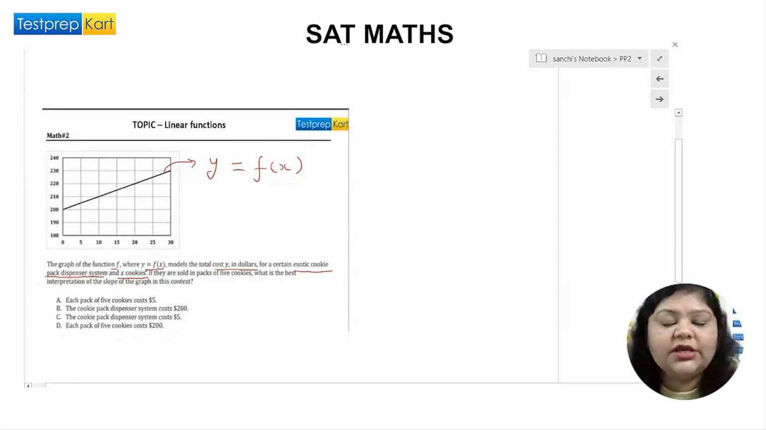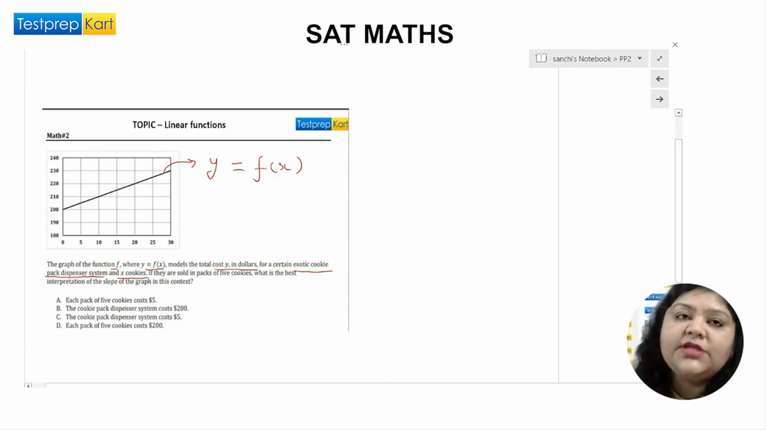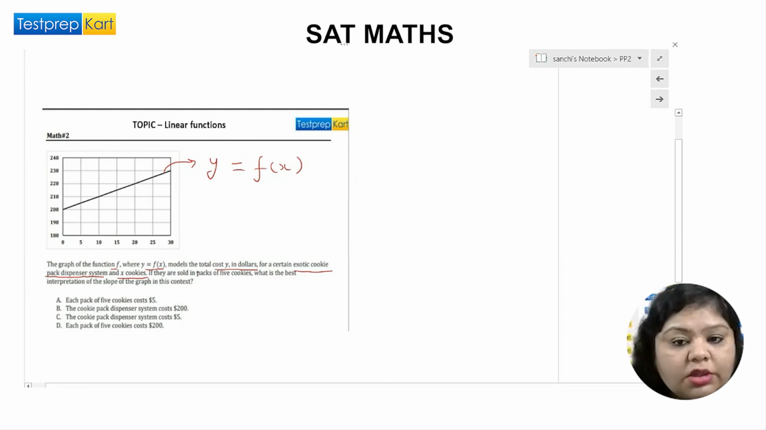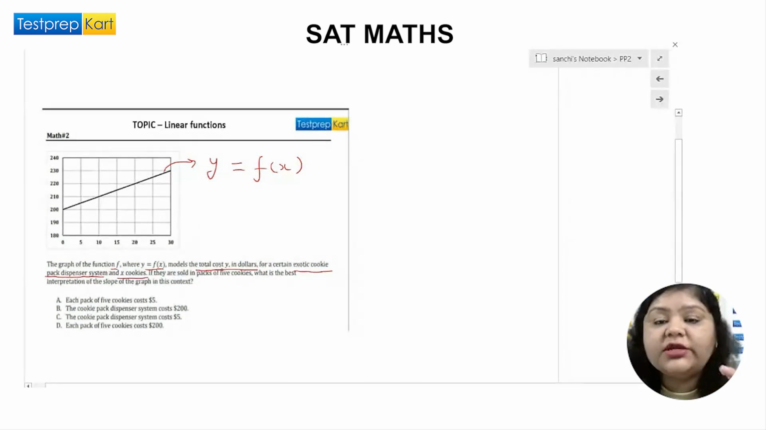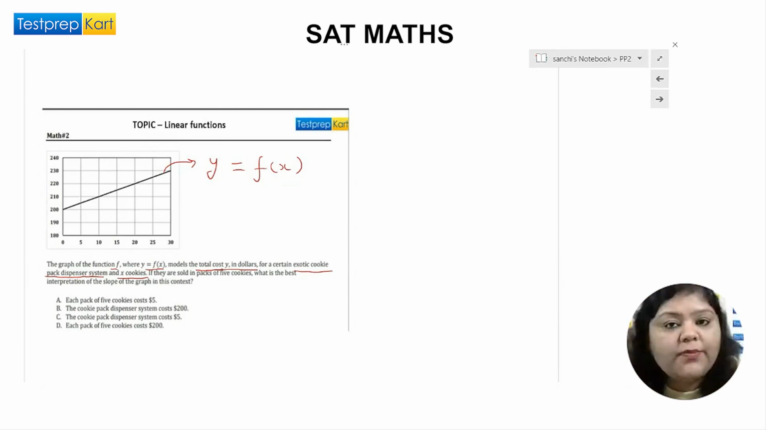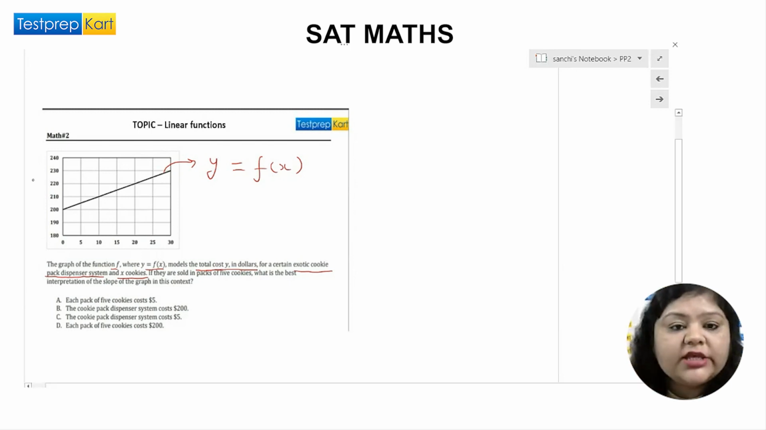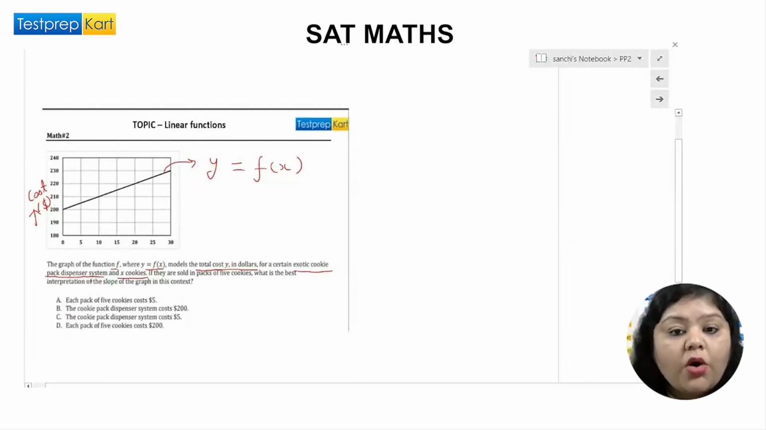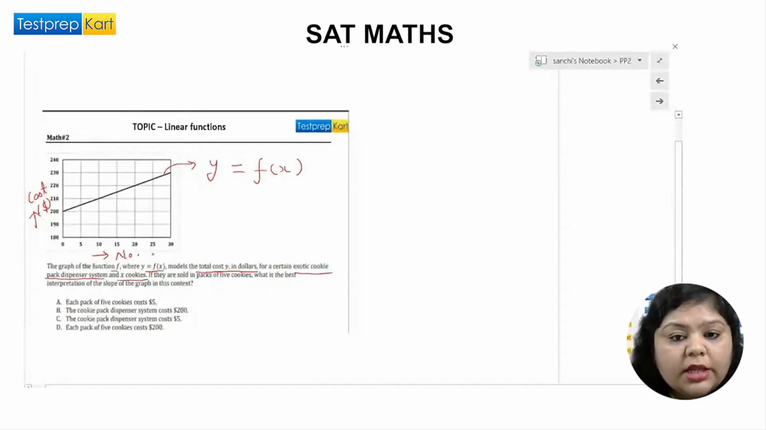The question is saying one graph is shown to you whose equation is y equals function of x. That means it must have something written on the x-axis and something on the y-axis. On the y-axis, the mentioned thing is the total cost. But the total cost for what? We have a cookie pack dispenser system, so the cost of packing those cookies is mentioned on the y-axis, and that too it is in dollars. Remember that.